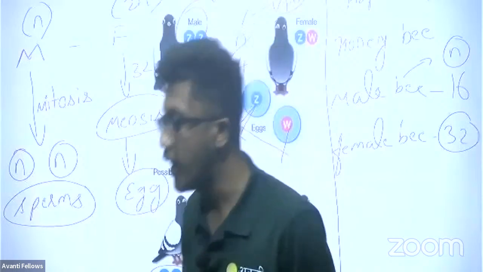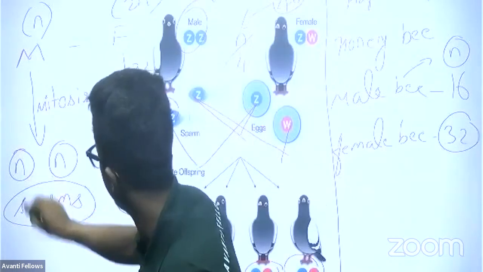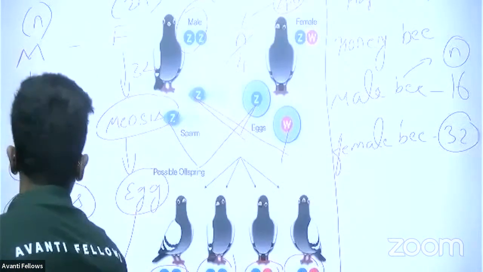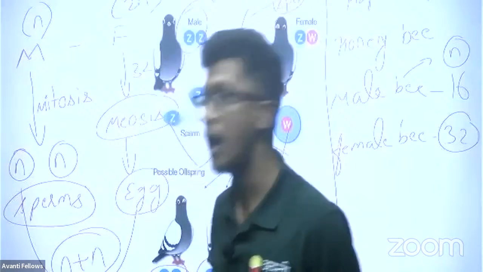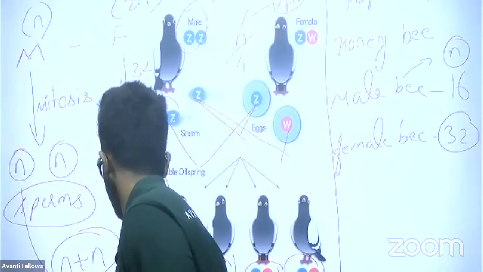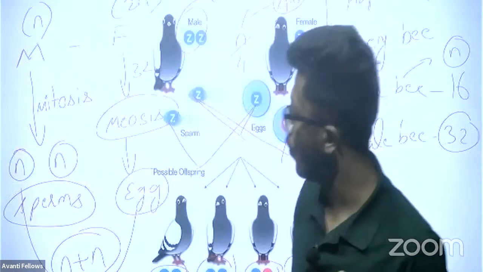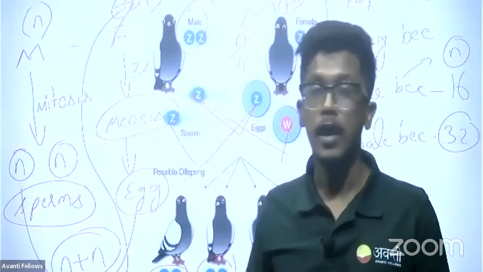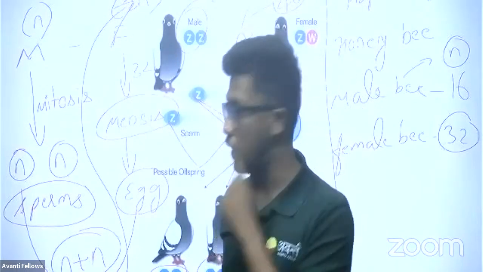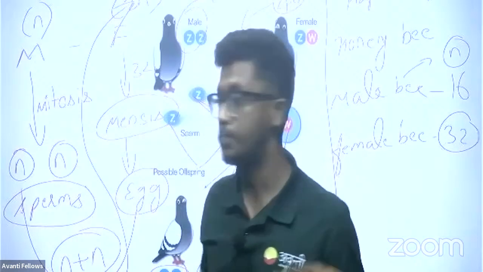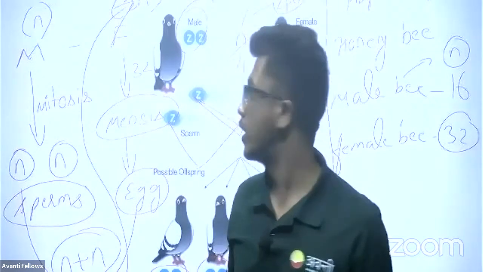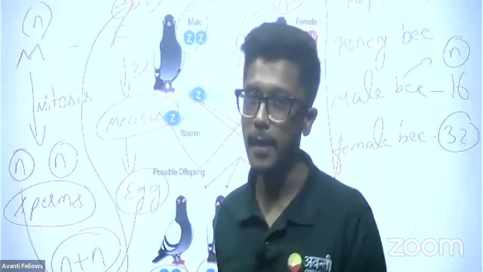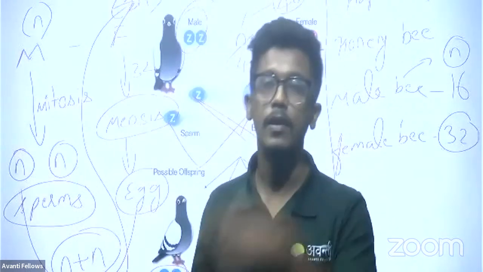If the egg and the sperm meet, what does it lead to? It leads to N plus N. If N plus N happens, it gives us 2N. When it becomes 2N, what kind of organism do I get? I get a female. Correct, no? If the egg does not meet the sperm, then that will turn into a male. If the egg meets a sperm, that will turn into a female.